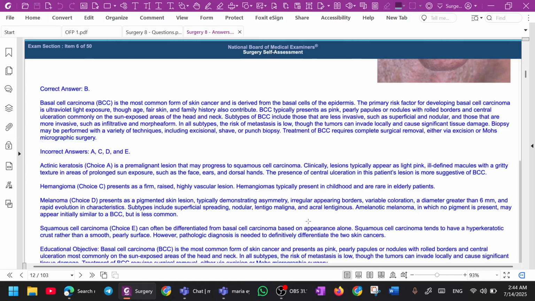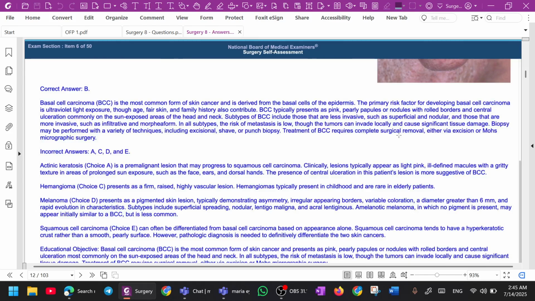Hemangioma presents as a firm, raised, highly vascular lesion. Hemangiomas typically present in childhood and are rare in elderly patients. Actinic keratosis is a premalignant lesion that may progress to squamous cell carcinoma. Clinically, lesions typically appear as light pink, ill-defined macules with a gritty texture in areas of prolonged sun exposure, such as the face, ear, and dorsum of the hands. Presence of central ulceration in this patient's lesion is more suggestive of BCC.